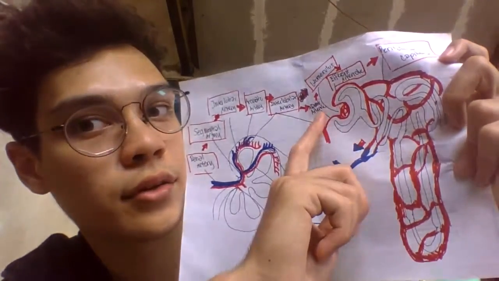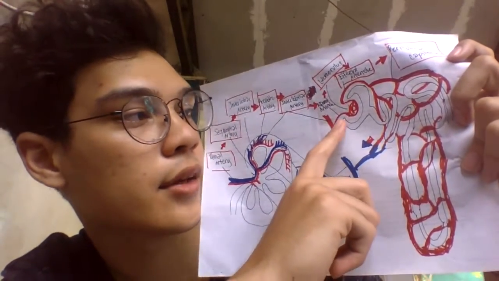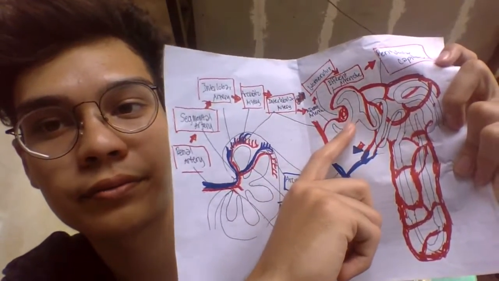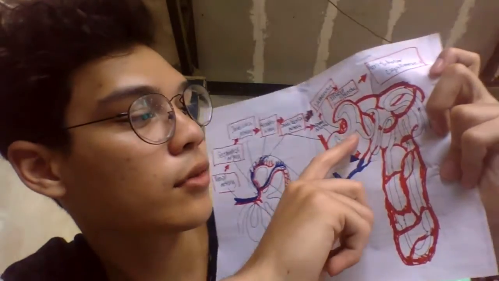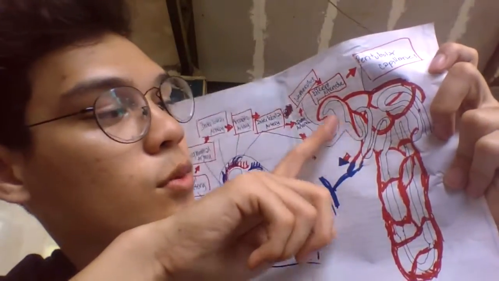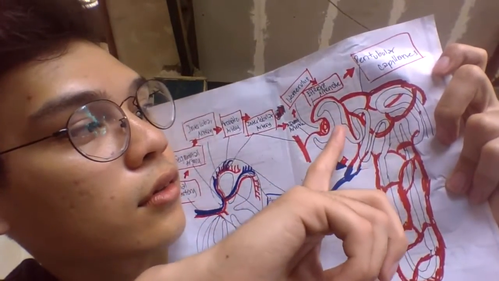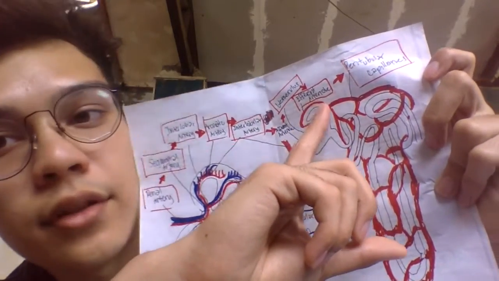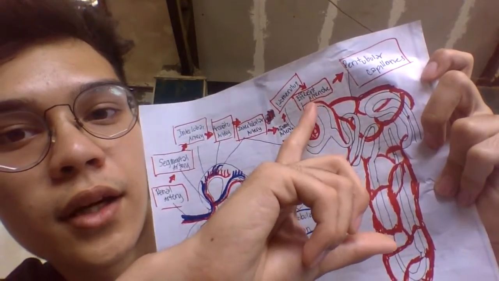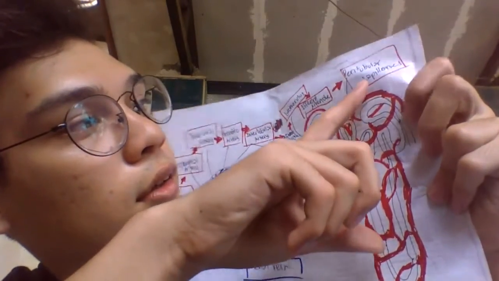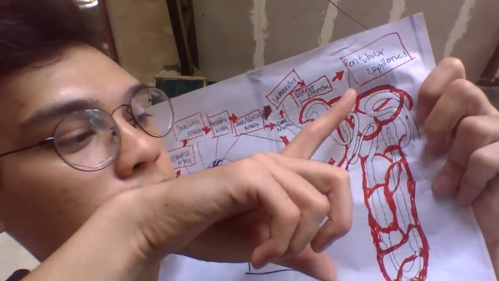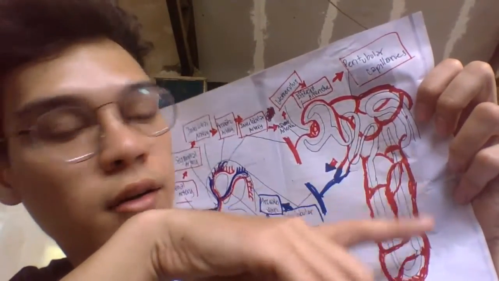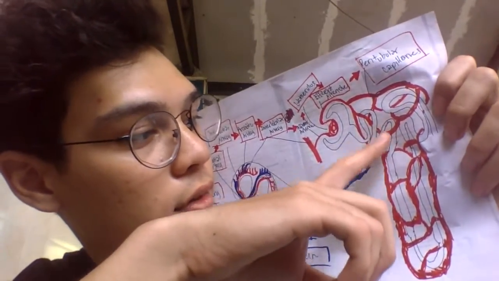The afferent arteriole here is attached to the glomerulus. This is the glomerulus, and this is where the filtering occurs. From the glomerulus, there's the efferent arteriole here, and then it goes into the peritubular capillaries, the red lines here, and goes back.